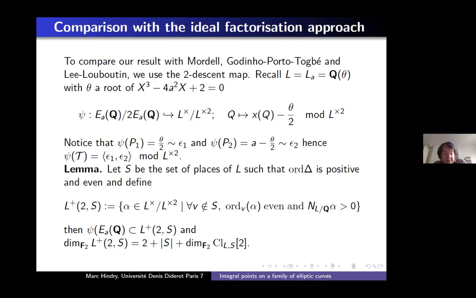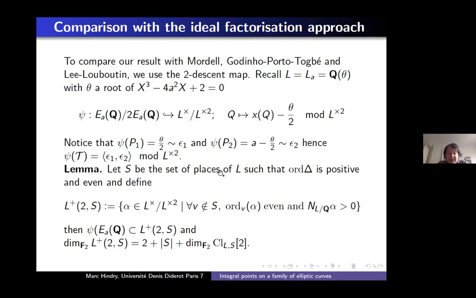The wonderful thing is that it is a group homomorphism. That part is not obvious, and also that the kernel is exactly made of the doubles of points. So this is essentially the theory of the two descent. So we look at this map, and this way we will get a bound on the rank of E_A of Q, if we can bound the image.